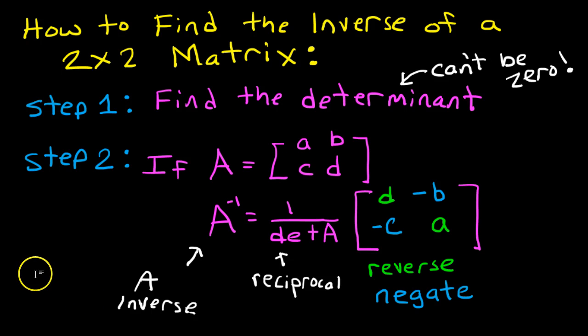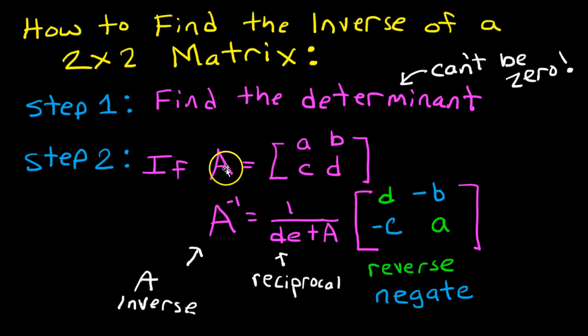In this video, I will show you how to find the inverse of a 2 by 2 matrix. Basically, there are two steps to it. Step 1 is that you find the determinant of the matrix. And step 2 is you use this formula that involves the reciprocal of the determinant and using this little pattern.